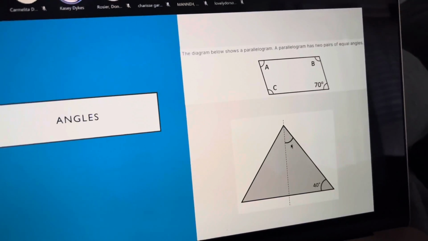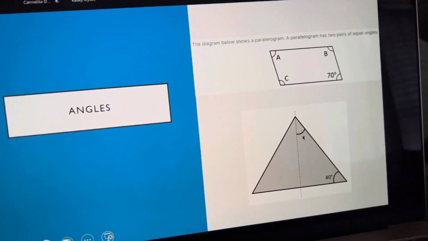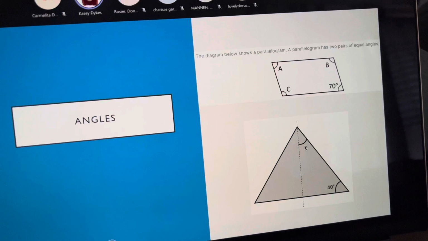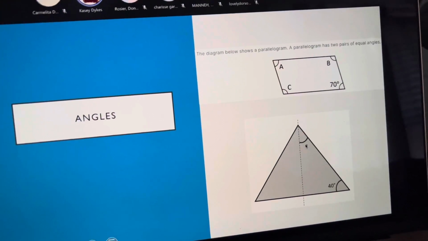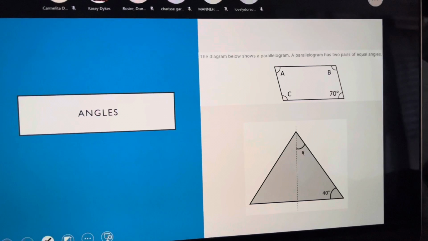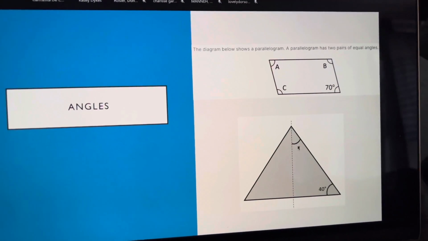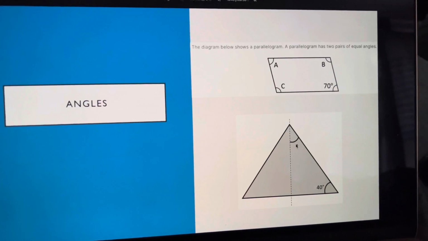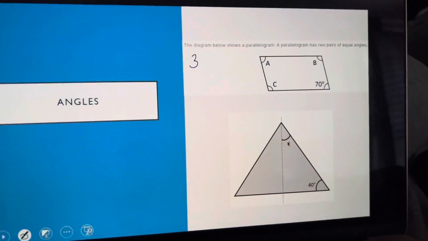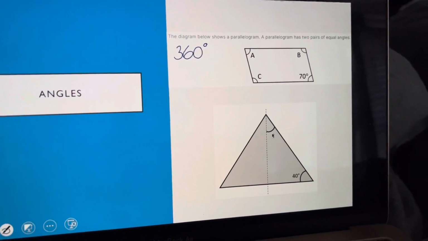We've got 2 pairs of equal angles. The first thing we need to think about, though, is how many degrees there are in a parallelogram. It's a 4-sided shape. So what's our total number of degrees? 360. Yeah, good. 360 degrees. That's our starting point.